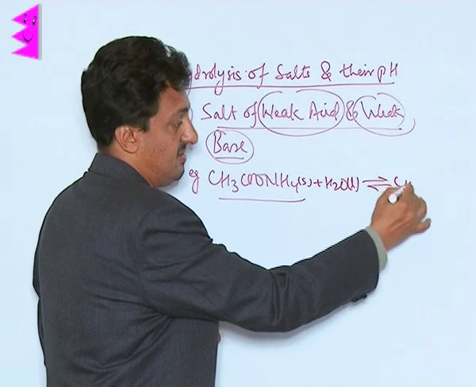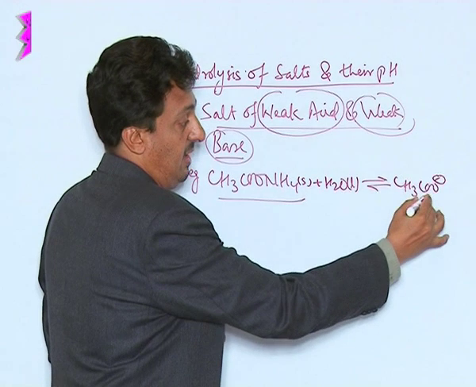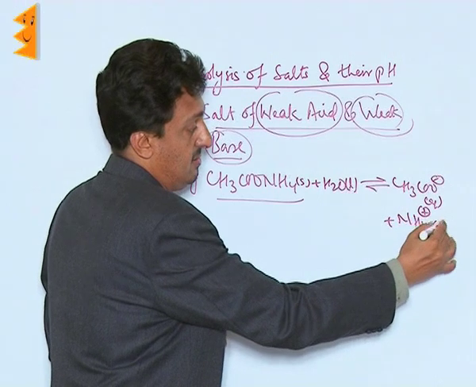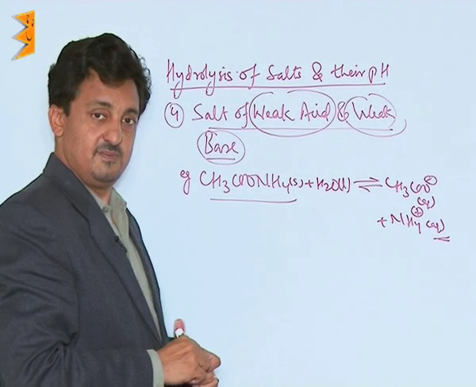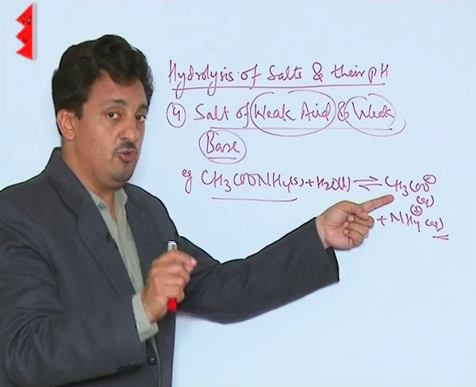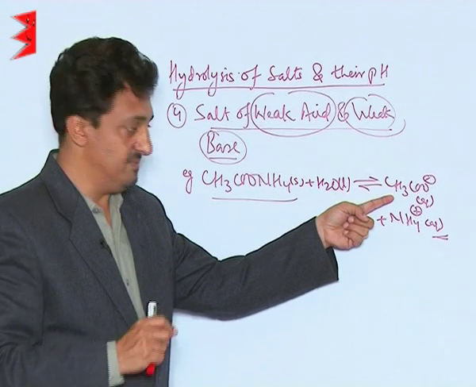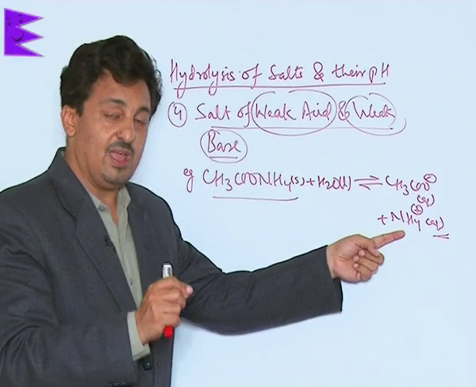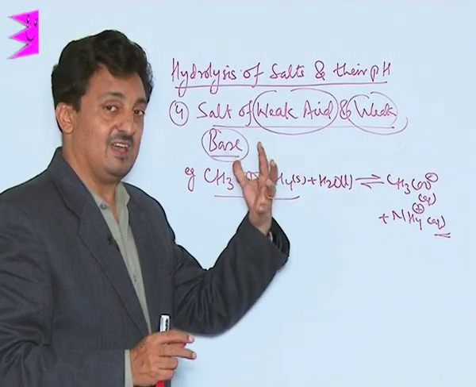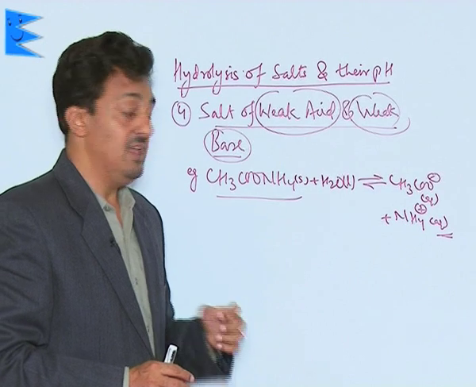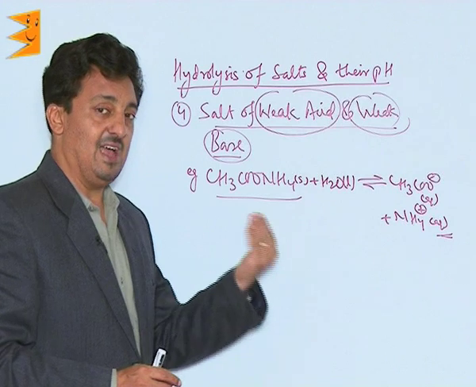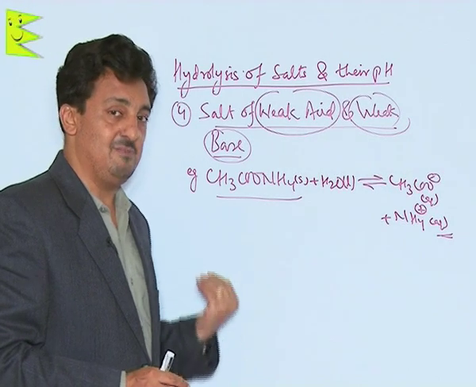it gives us acetate ions and ammonium ions. Now remember, this acetate ion is a conjugate base of a weak acid, acetic acid, and ammonium ion is a conjugate acid of a weak base, ammonium hydroxide. Now both of these, since they are obtained from the weak acid and weak base, are not stable. They immediately get hydrolyzed, they will react back with water, forming their respective acids and bases.